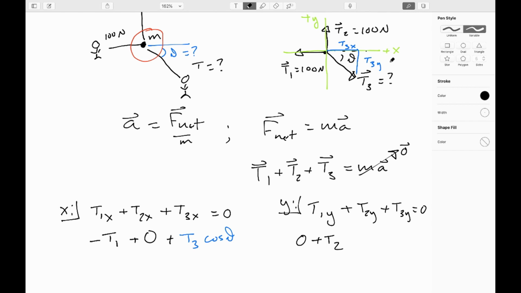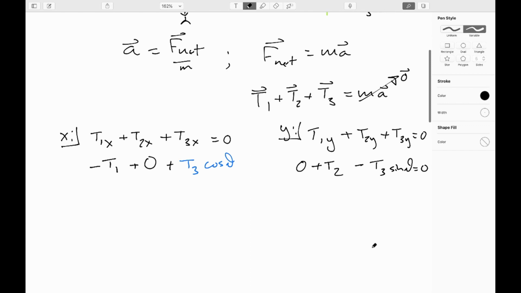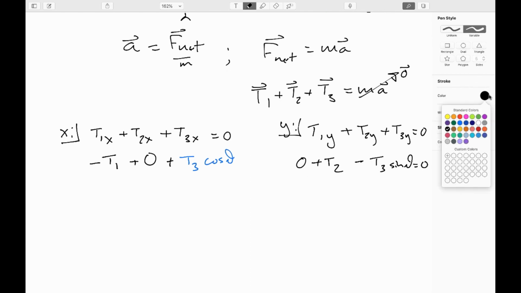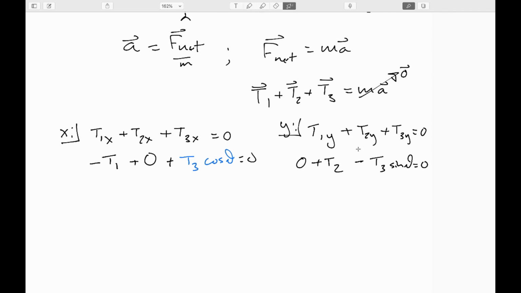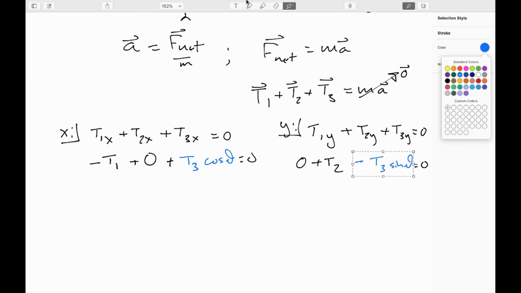So for T3y, we can see that T3 is pointing down-ish, so that's going to pick me up a minus sign. And this is the opposite, so that would be a sine. So minus T3 sine theta equals 0. Okie dokie. And sorry, here I should have also been saying equals 0. And I should probably make that piece blue. All right.